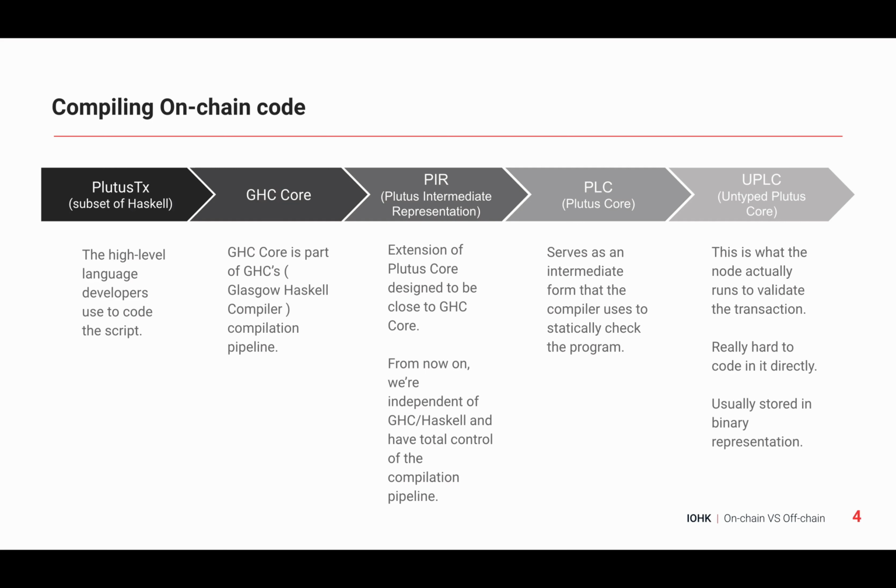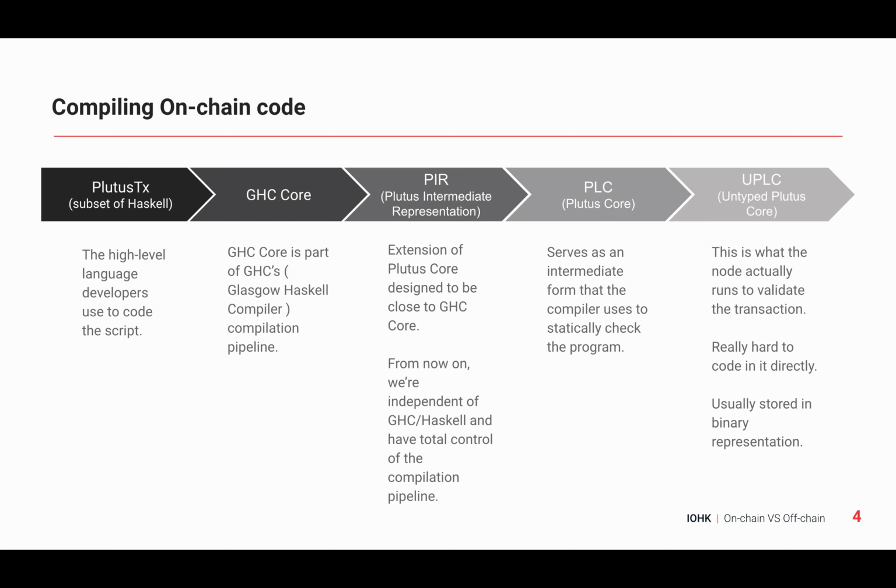Then we transform it to Plutus core. This serves as an intermediate form that the compiler uses to statically check the program. And finally, we get to untyped Plutus core, which is what the node actually runs to validate the transaction. This language is really hard to code in directly and is usually stored in binary representation.